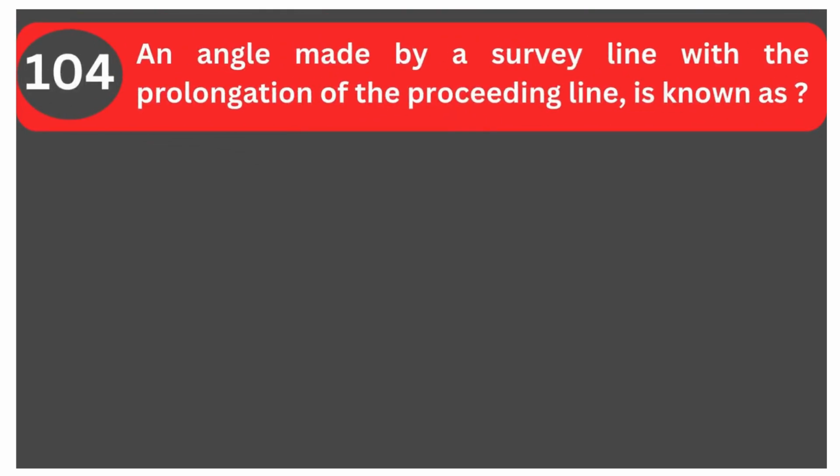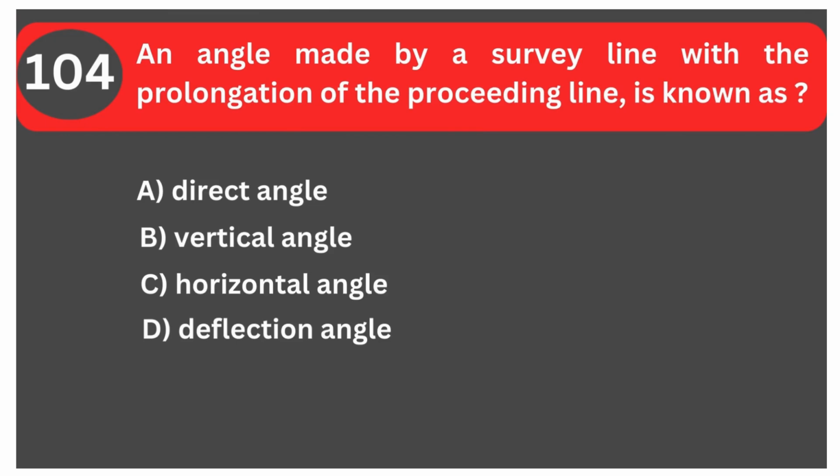An angle made by a survey line with the prolongation of the preceding line is known as. Options: A. Direct angle, B. Vertical angle, C. Horizontal angle, D. Deflection angle. Answer D. Deflection angle.